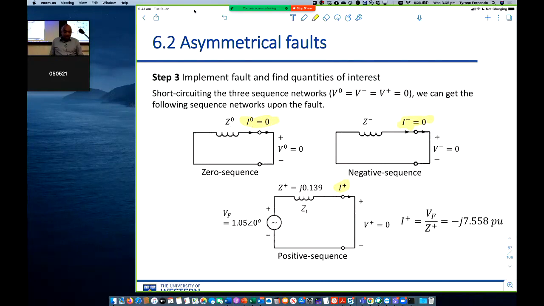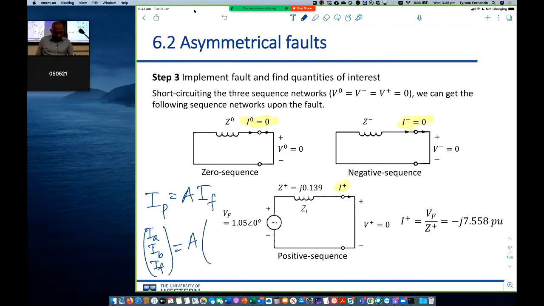Yeah. And once you know the sequence currents, the phase currents are determined, right? Because the phase current is equal to A times the sequence currents, where matrix A is a known matrix. So what is I_P? I_P is I_A, I_B, and I_C, the phase currents. And A is a 3x3 matrix, which we know. And I_S is the sequence currents, which is the positive sequence, negative sequence, and zero sequence.